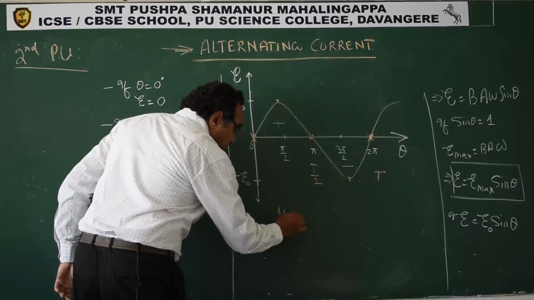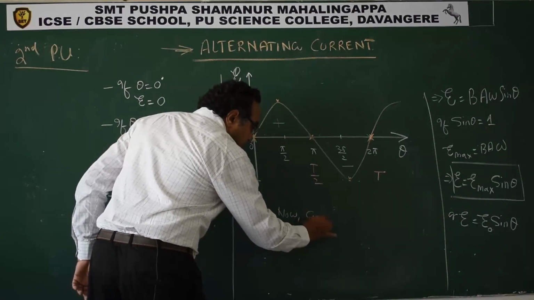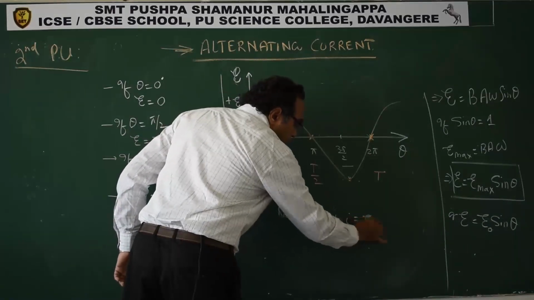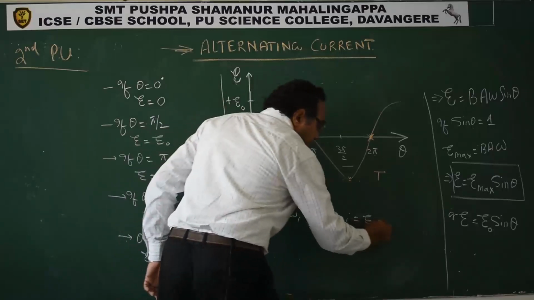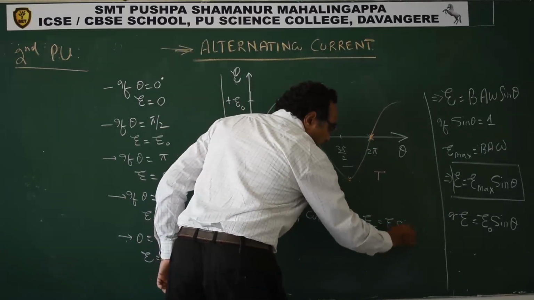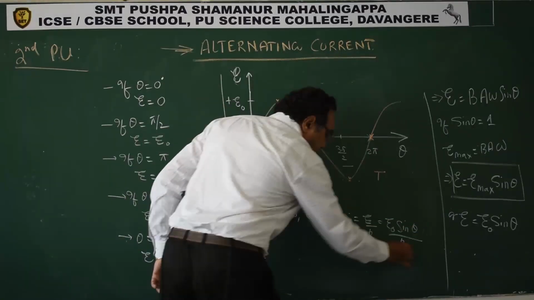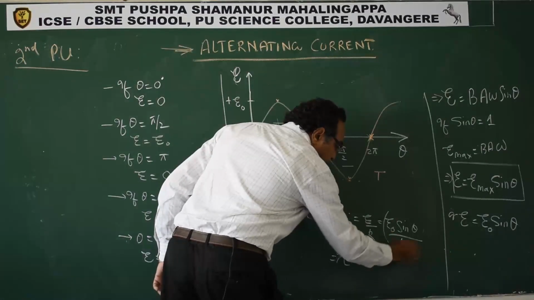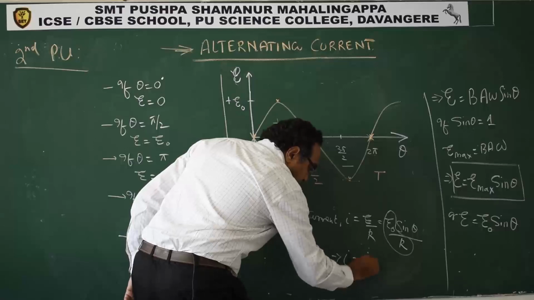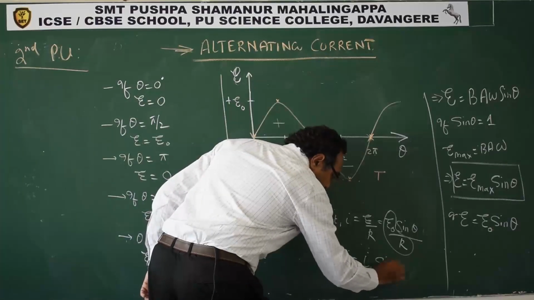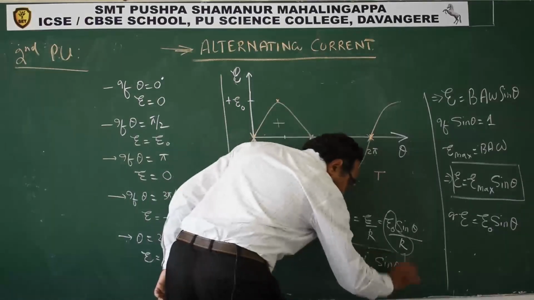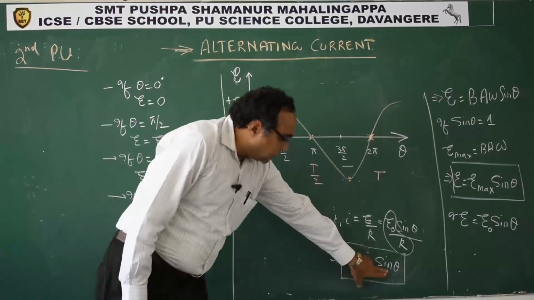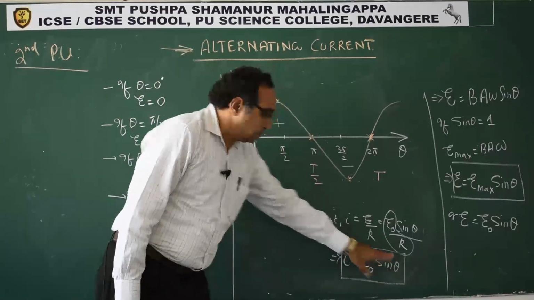Now current, I is equal to E by R. So that is what? E naught sin theta by R. So therefore we can say I is equal to E naught by R is written as I naught sin theta. See. So we see that I is also a function of sine.